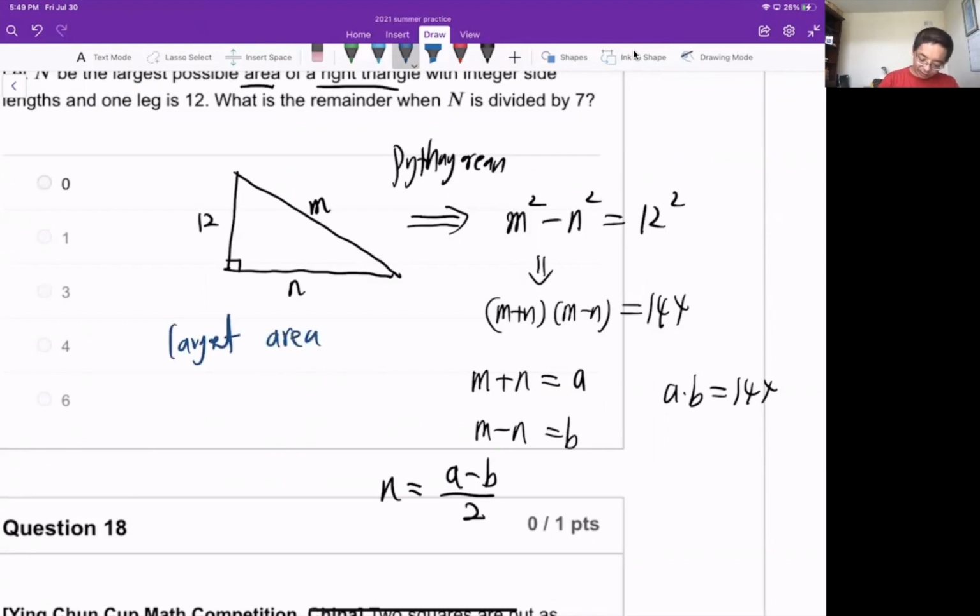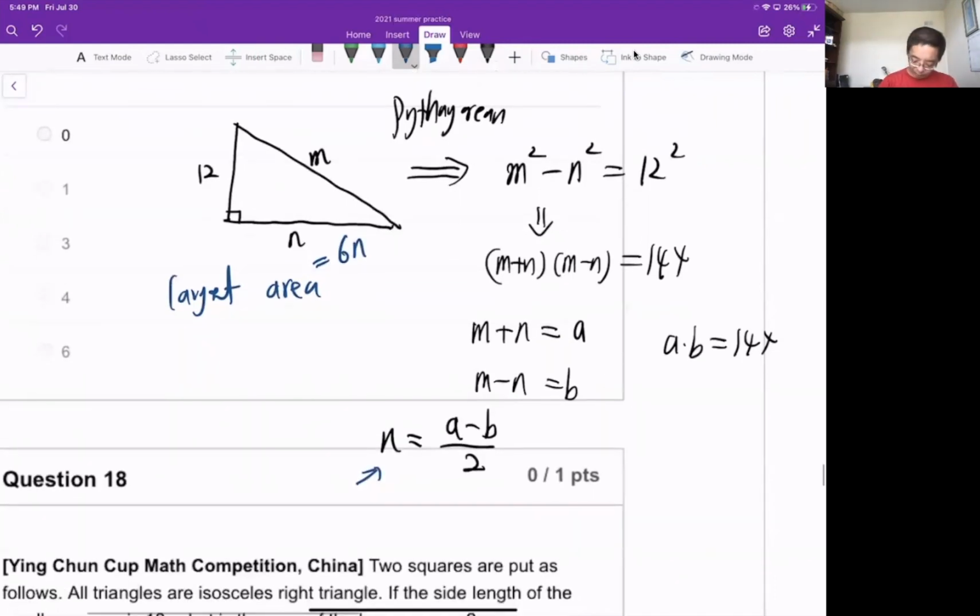Well, what's the area? The area just equals 6 times n. So that means we want the largest possible value. First, we need to find the largest possible value of n. And n is a minus b, so we want to find the largest possible difference between a and b, and they have to be divisible by 2.